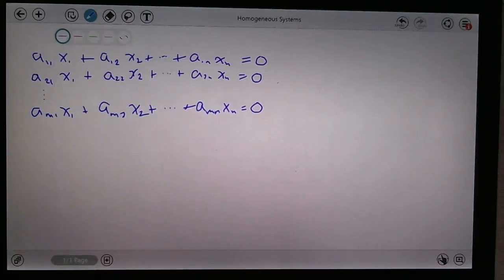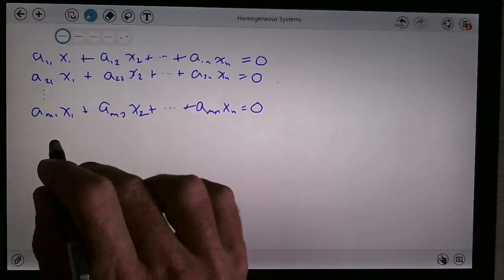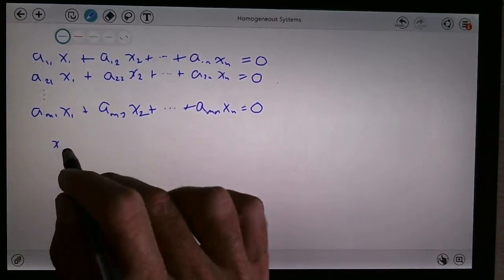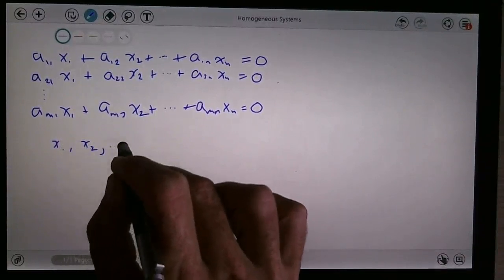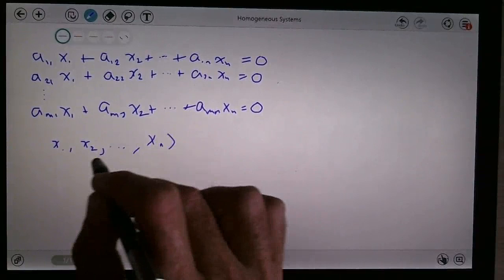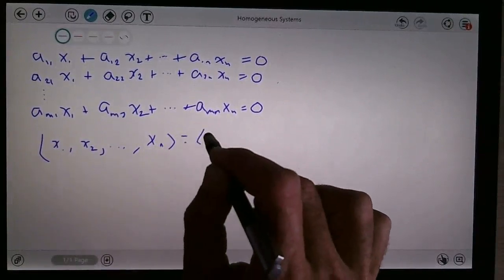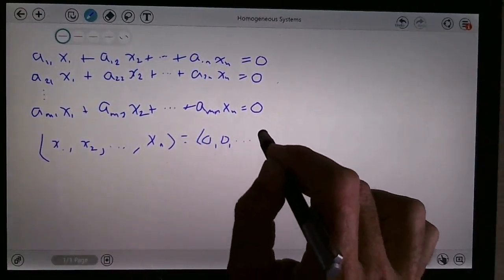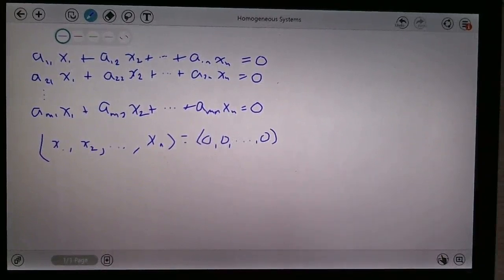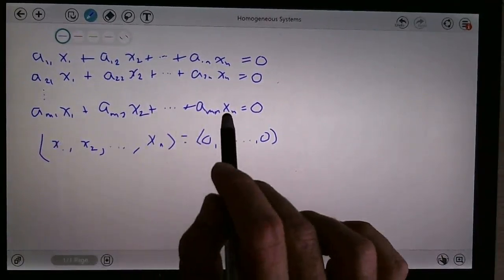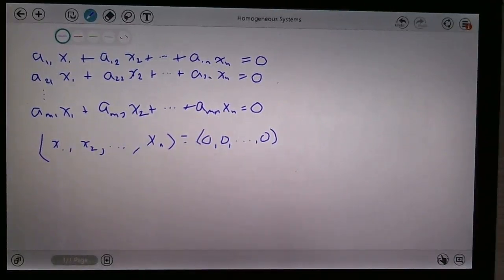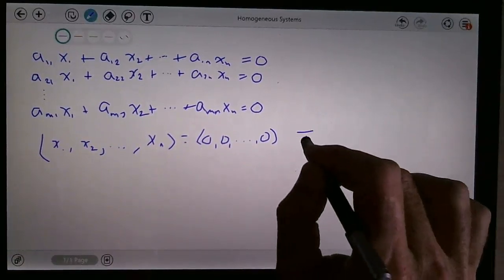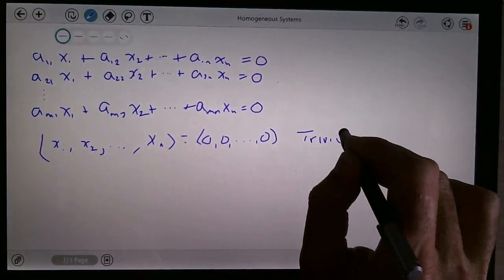Can you see the solution? Some people see it right away. x1, x2, up to xn, if we make them all equal to 0, then we have a solution. If every one of those variables is equal to 0, then the left-hand side all adds up to 0, and of course the right-hand side already is 0. So there is always at least one solution. This is what we call the trivial solution.